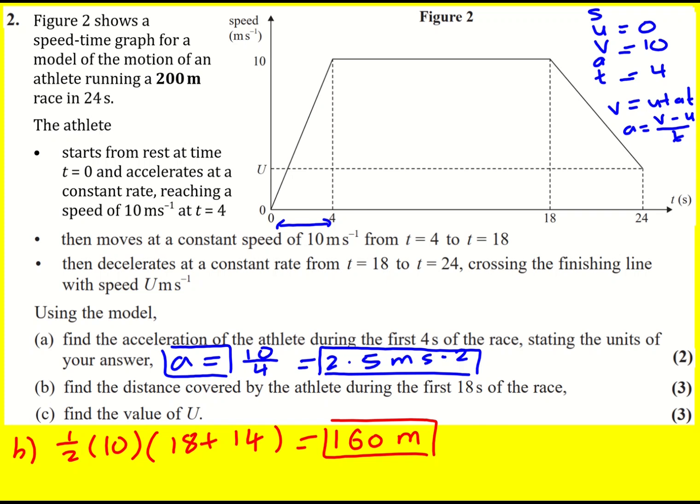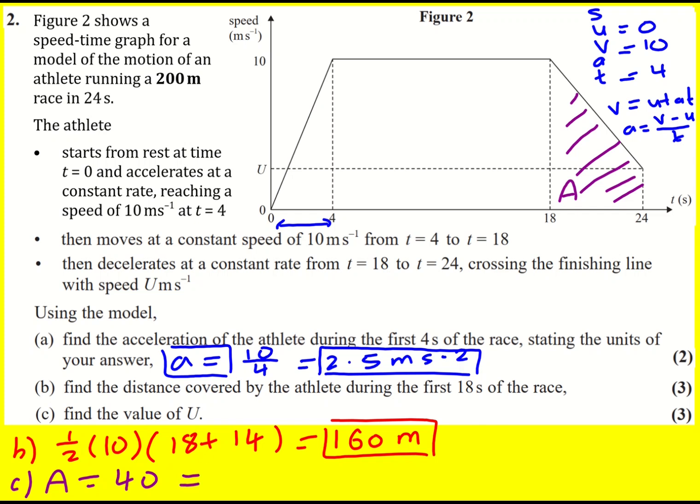And finally, we're asked to find the value of U. So this is going to come into the very last part. This area here is going to equal, let me just call it A. A is going to equal 200, because remember, I said right at the beginning, that was the total area under the graph, minus 160, it's going to be 40.